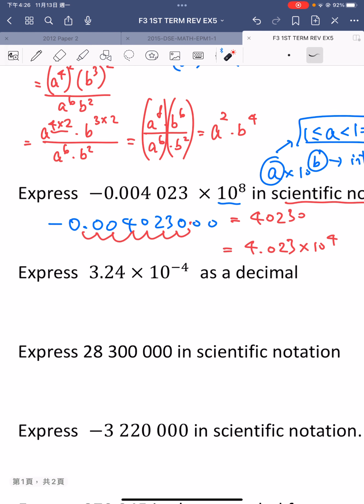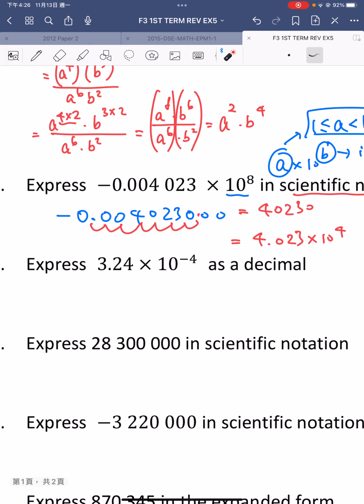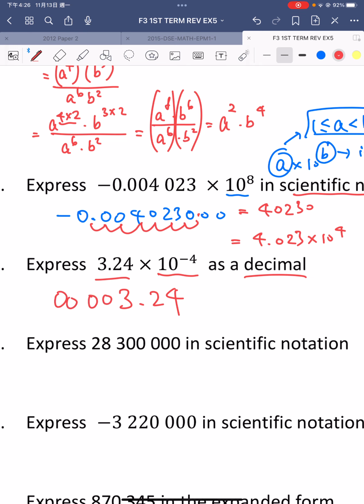Alright, so now we try to make 3.24 times 10 to the power of -4 as a decimal number. First of all, we write down 3.24. As this is times 10 to the power of a negative power, we want to make this number become smaller. So we add some more zeros here. -4 means that we move the dot to the left-hand side. When the dot moves to the left, it makes the number become smaller. So 1, 2, 3, and 4. So our dot is actually here. Then we write down the whole thing. This is equal to 0.0003 24.